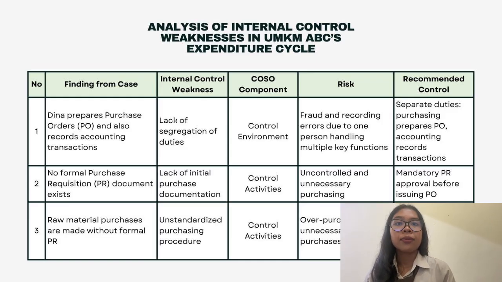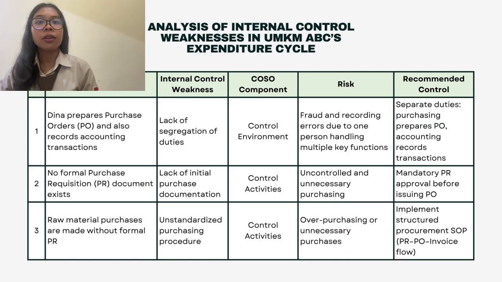And the next finding from the case is that raw material purchases are made without a formal PR. So the internal control weakness is a lack of understanding of purchasing procedures. The causal component is control activities. The risk is over-purchasing or unnecessary purchases. And the recommended control is to implement a structured purchasing SOP, or PR, PO, invoice flow.